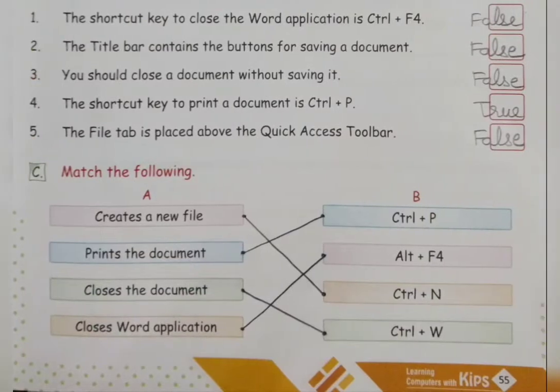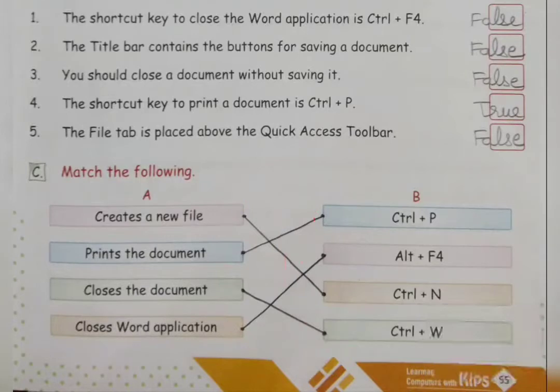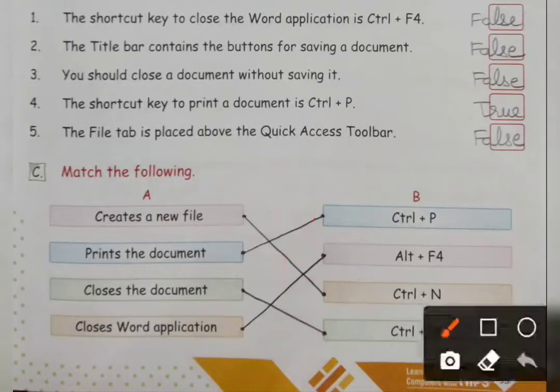Then there are matchups. These are very simple. A and B columns are there. You will make dots like I have made dots now. You will also make dots first on both the sides. Then you will join them. So first is creates a new file. The answer is Ctrl plus N. Okay, you will join it.